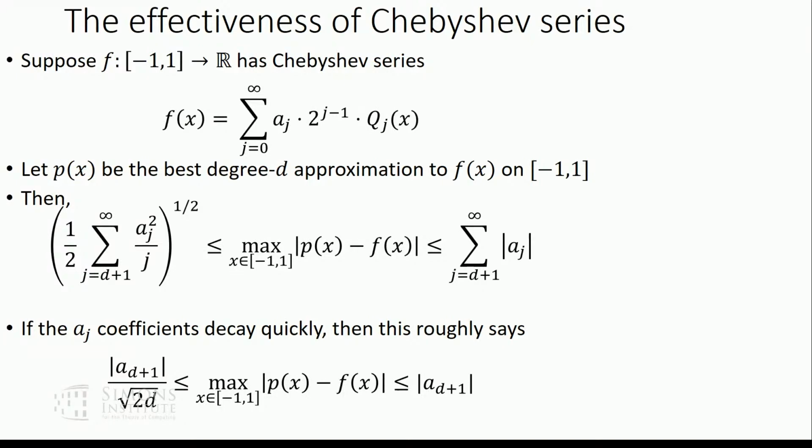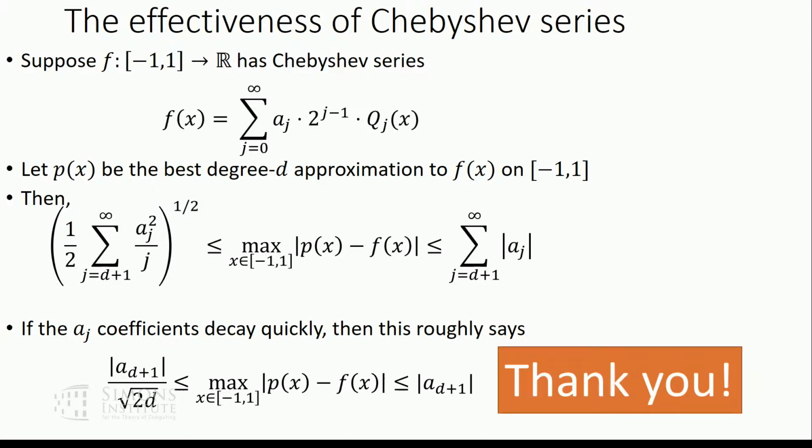And you can do a bit of work and show that for exponentials they do decay quickly, and you can even improve this bound in the special case of exponentials. And this is the idea behind how to get the tight degree for the expansion. Okay, that's it. Thanks.